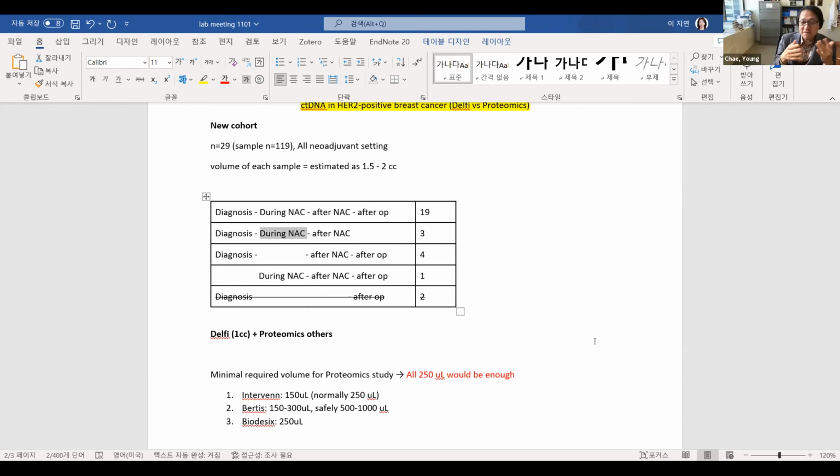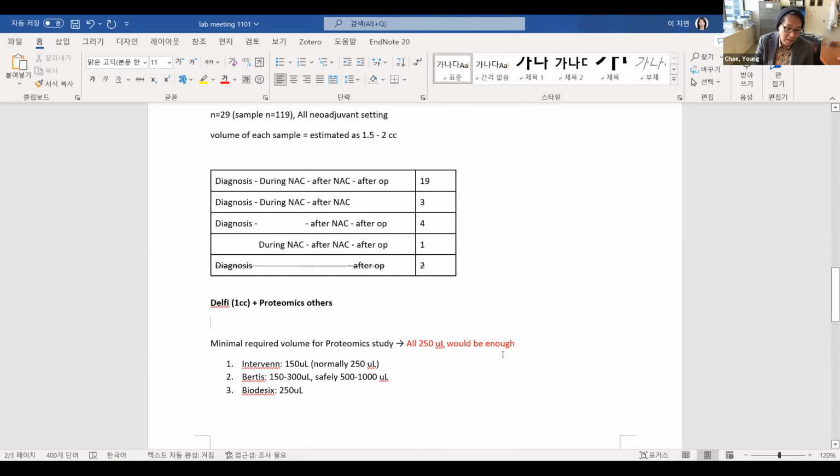So it's hard to know the effect of NAC for the last 2 patients, right? Because it's okay to have no during, but at least after NAC, before surgery, that time point is needed to assess the effectiveness of the neoadjuvant chemo. Right. 3 patients didn't have after OP, but it's okay. I think the most important are diagnosis and after NAC. As long as you have that, it's okay.